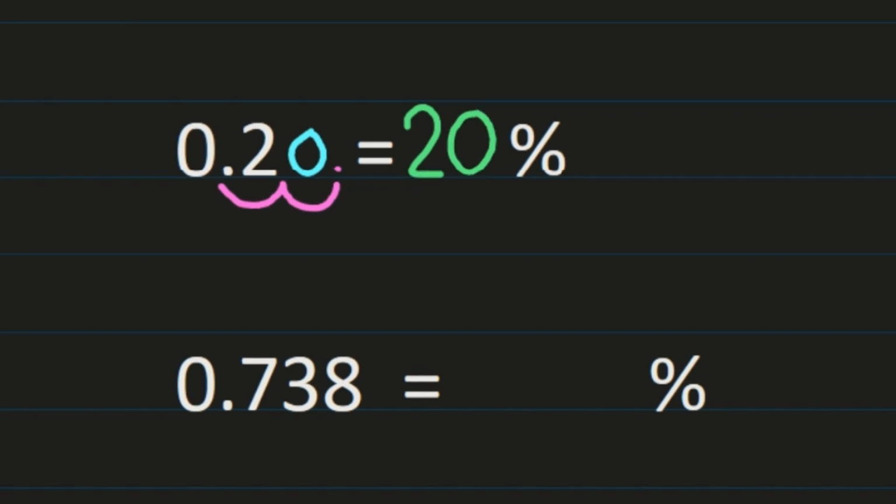Then we have 0.738 that I want to turn into a percent. I'm going to do it the same way. I'm going to move the decimal point two places. Now, only two places. You still are going to have digits behind the decimal point in your percent. But to turn your decimal to percent, you're just going to move it two places. So you get 73.8%.